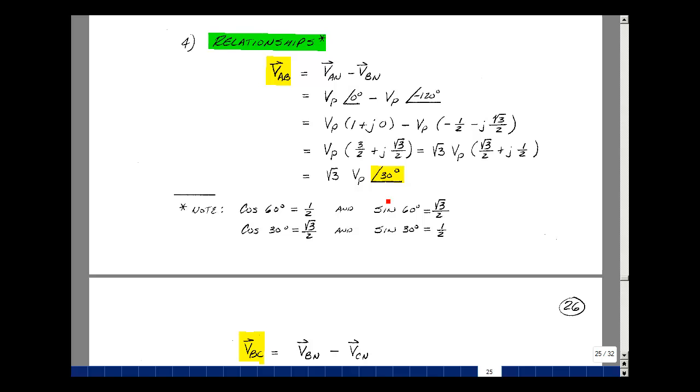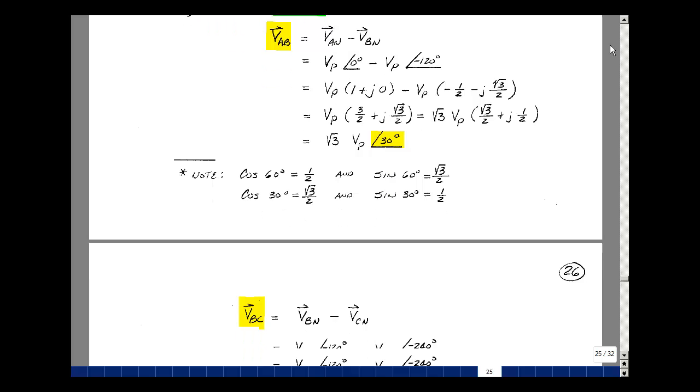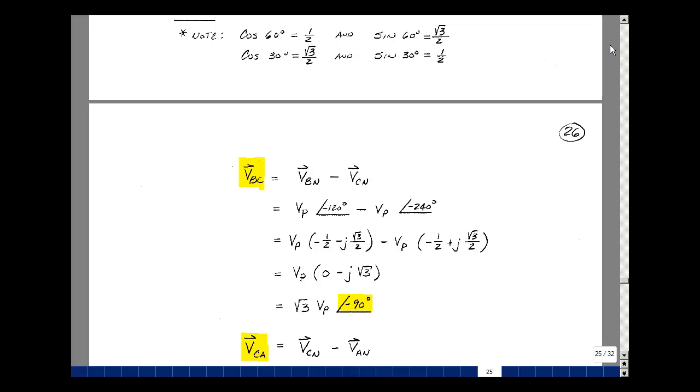We can do the same for the other line voltages. So V sub BC, we showed there was V sub BN minus V sub CN. V sub BN was V sub P at angle minus 120, and V sub CN was V sub P at angle minus 240. Now we just showed that this was minus 1/2 minus J square root of 3 over 2 and put it into rectangular form.